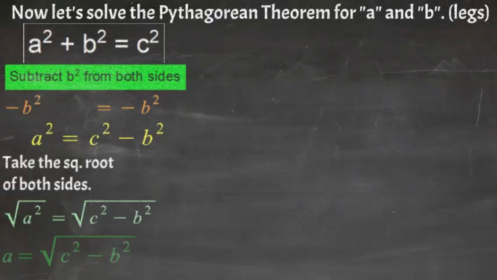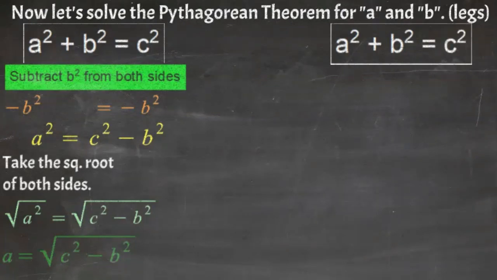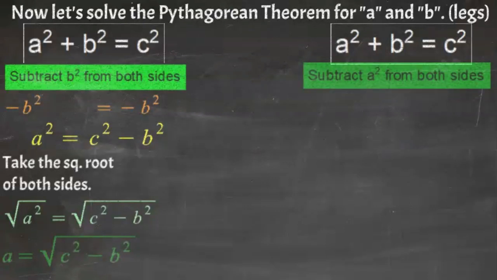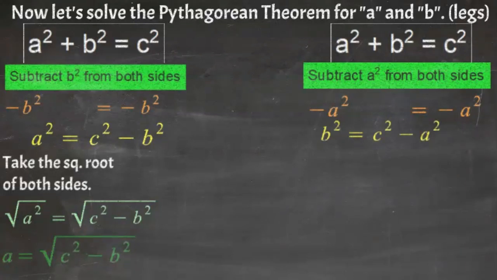So now let's solve one for b. We'll start with the original Pythagorean theorem, a squared plus b squared equals c squared. But this time we're going to subtract a squared from both sides. So we write down minus a squared on both sides of the equation, and we end up with b squared is equal to c squared minus a squared.